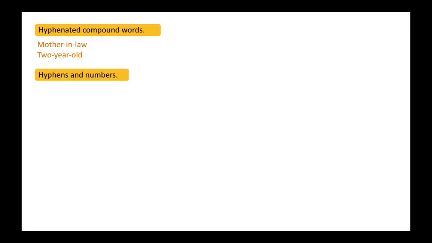Hyphens and numbers. Numbers should have a hyphen between them when spelt out, especially if this is a 2-word number. For example, I am twenty-one years old. In other cases, when we use numbers as part of a compound noun, a hyphen should be used to connect them to the noun that follows. For example, the teacher gave a 30-minute lecture to the class.